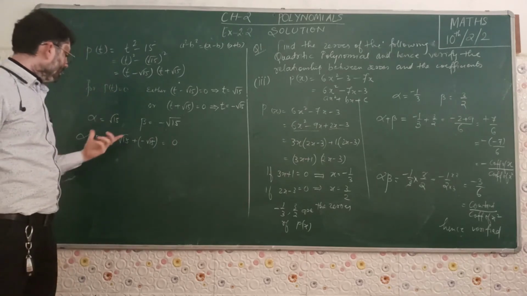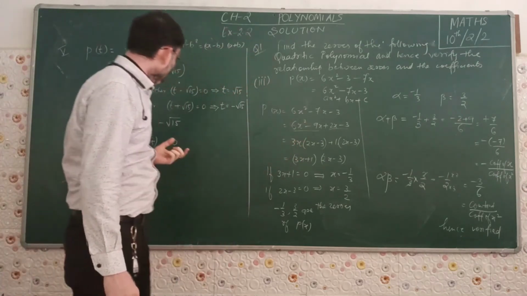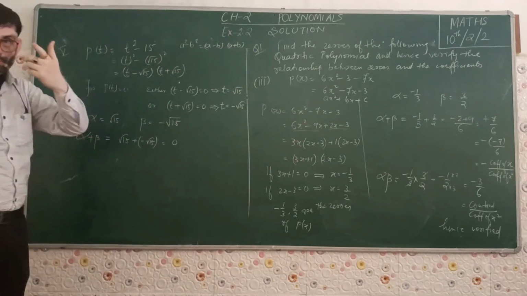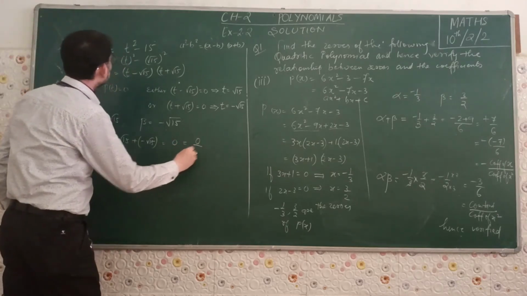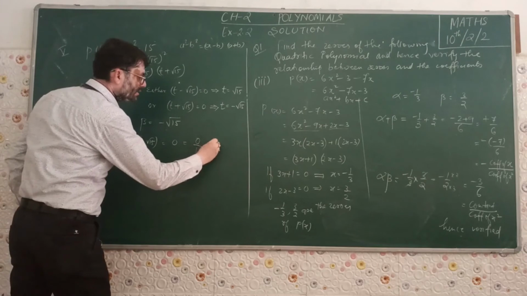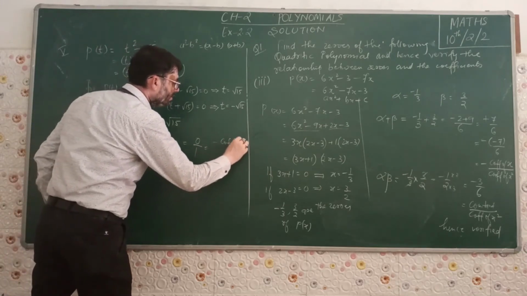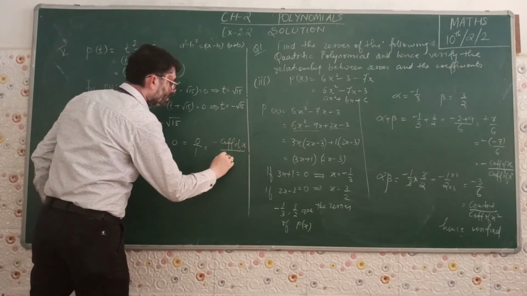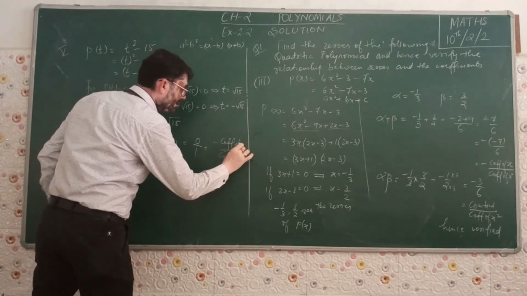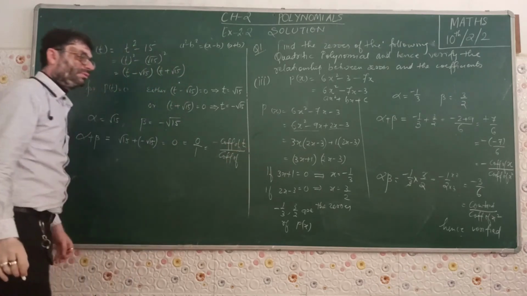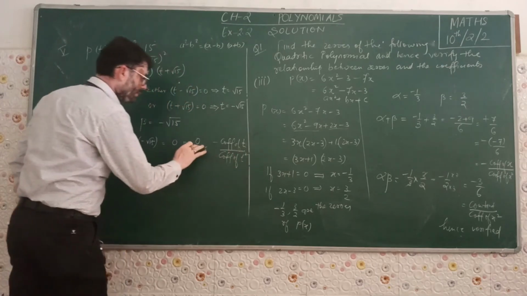We know alpha plus beta should be minus b by a from our relationship. But there is no b term out here. We know that there was no middle term b. So this would have been written as 0 upon 1, and 0 is minus coefficient of x upon coefficient of x square. But here our variable is t, so we have to write coefficient of t upon coefficient of t square.